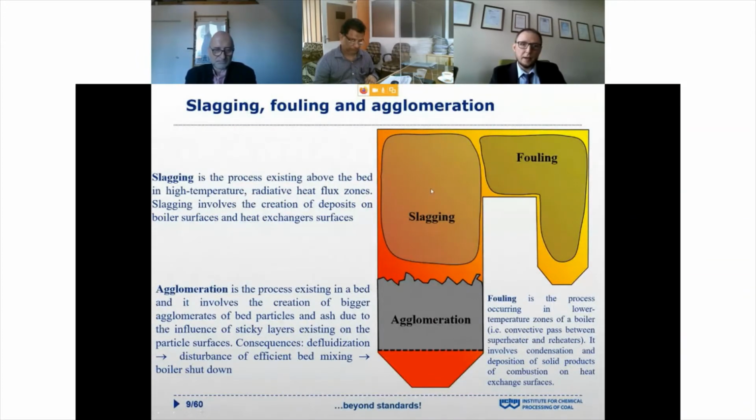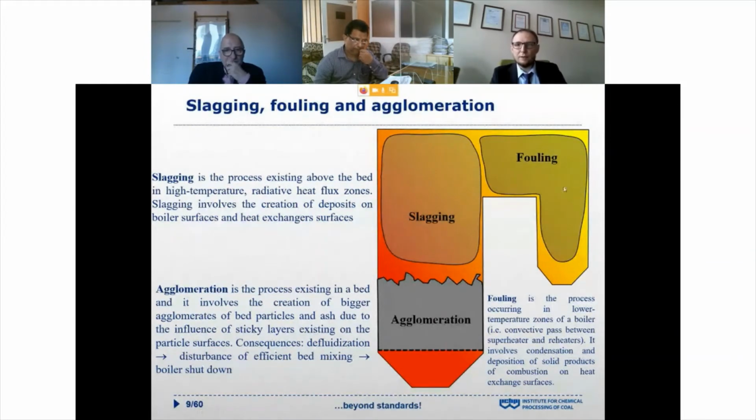It takes place in the higher temperature zone of the boiler here, so we call it the radiative zone, when the flame is created, and it involves the creation of deposits on the boiler surfaces and heat exchangers. But the assumption is that at least one should be in the solid or the liquid phase.